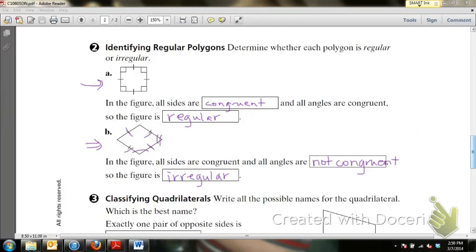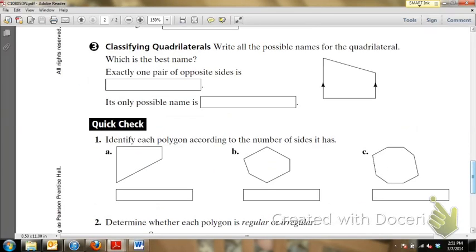And in the last example here, we are going to classify this quadrilateral. So we're going to give all the names that it could be. And we want to know which is the best name. So while it could be a bunch of things, we want to give the best name for it. So exactly one pair of opposite sides is, what do these arrows mean? That means parallel. Okay, so it only has one pair of opposite sides that are parallel, therefore it must be a trapezoid.